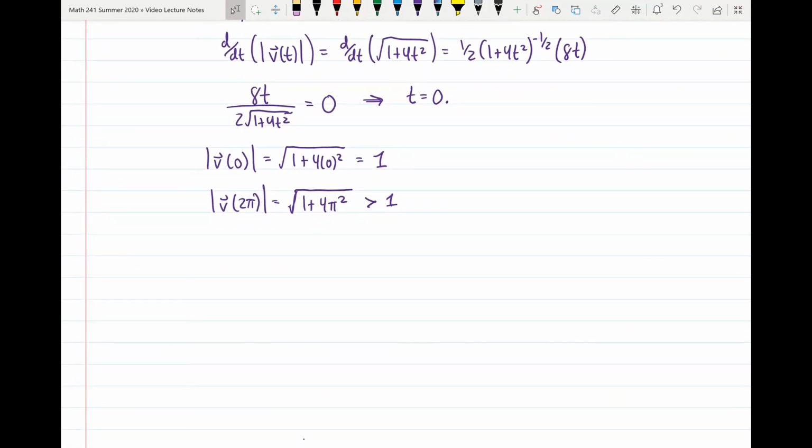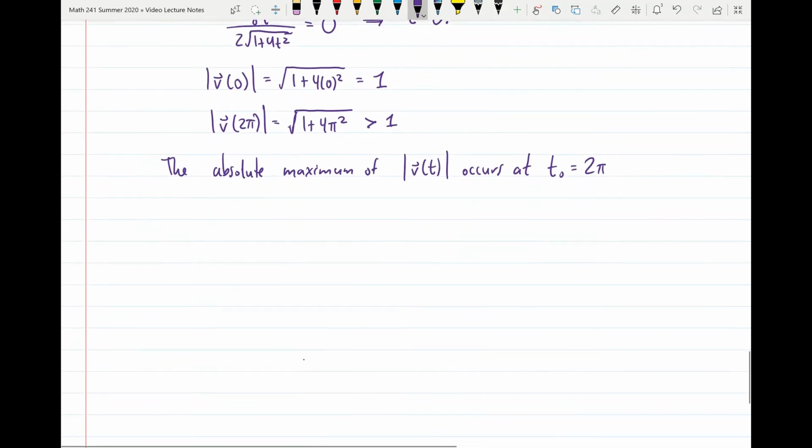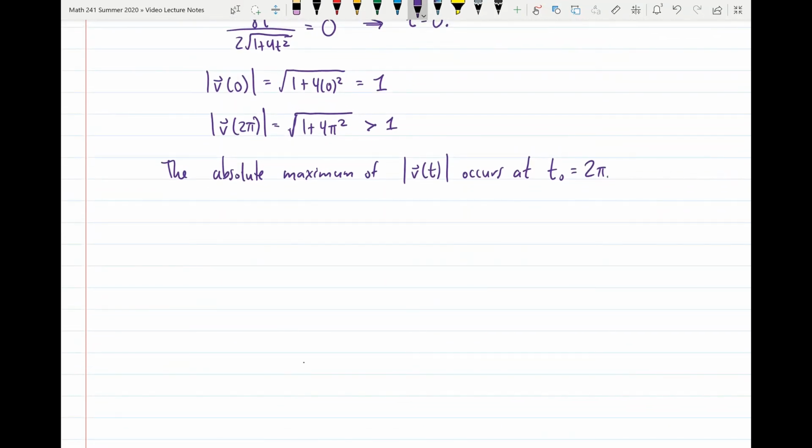So we see that the absolute maximum of the function giving the speed of the particle occurs at t naught equal to 2 pi. So this is that t naught that we were looking for at the beginning of the problem. And now finally, we want to find the position of the particle when the speed is maximal.